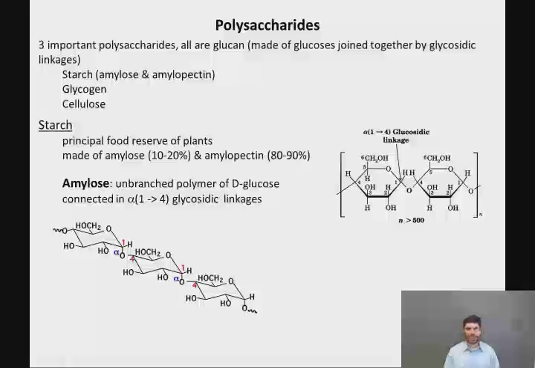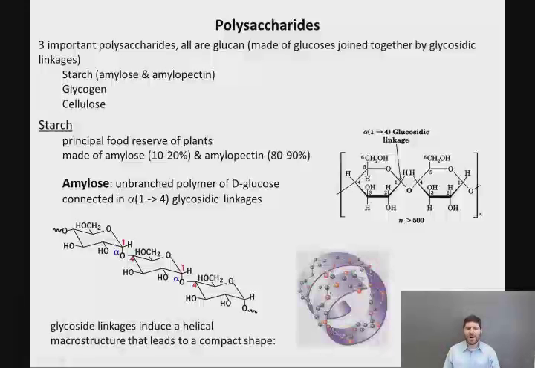It turns out that when you have this type of structure with all of these alpha linkages, the macromolecule is actually not linear. It starts to develop a twist. These alpha glycoside linkages induce a helical macrostructure that leads to a compact shape. It forms a helix and twists around among itself.